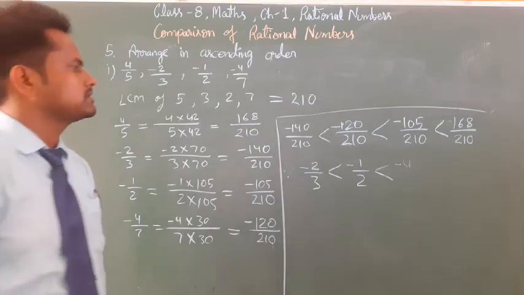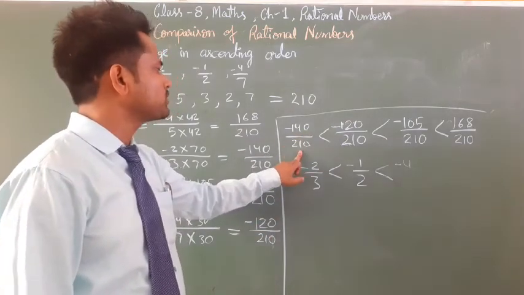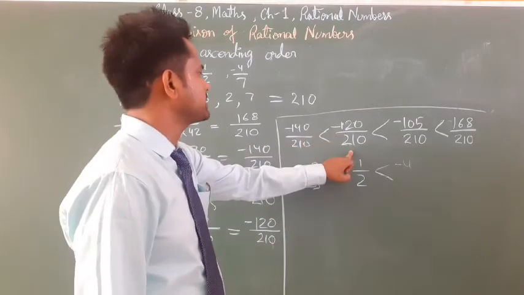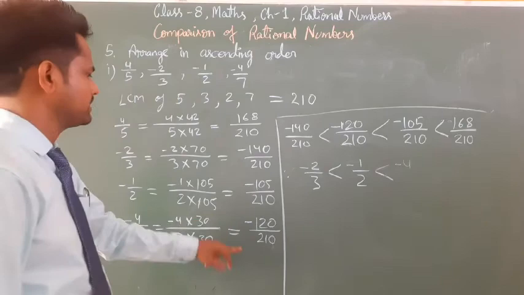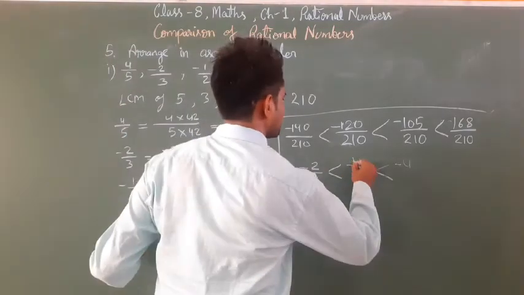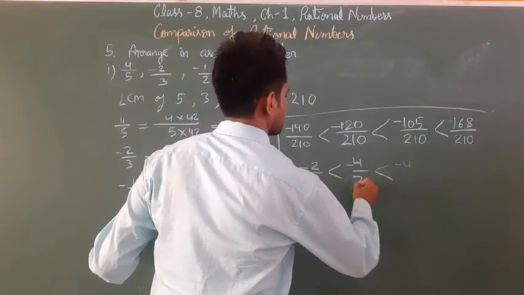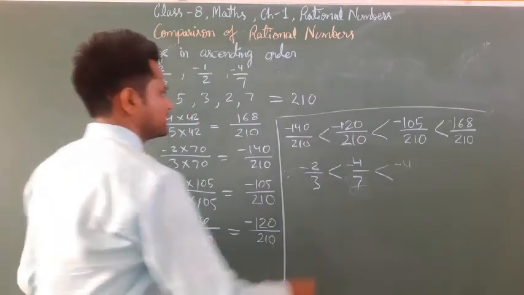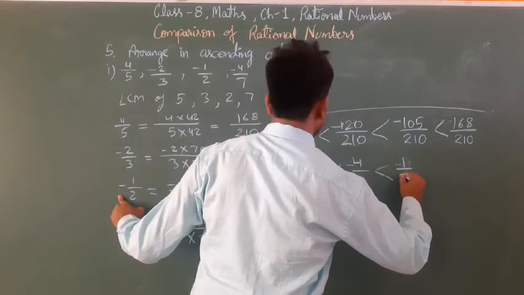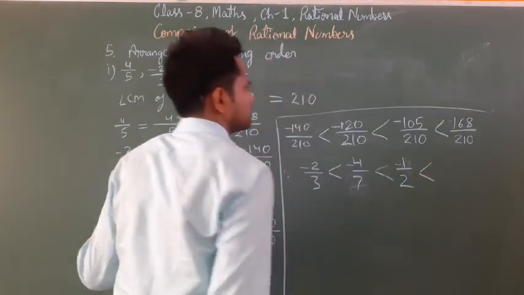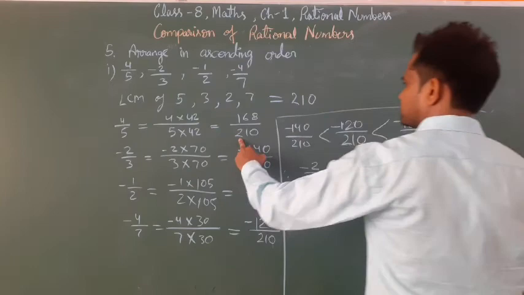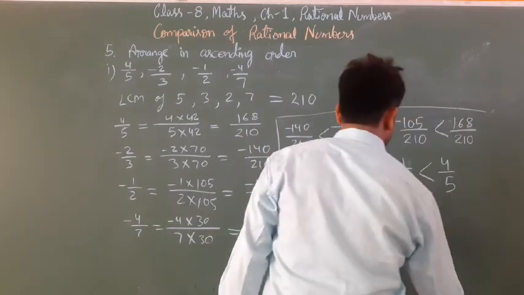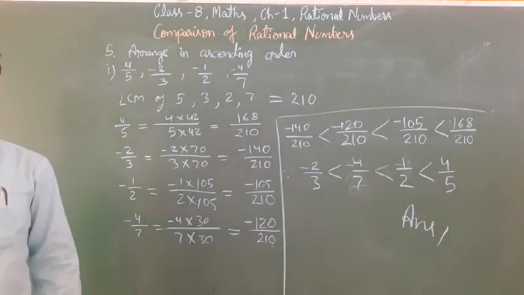Got it? So minus 140 upon 210 is minus 2 by 3, minus 120 upon 210 is minus 4 by 7, then minus 105 upon 210 is minus 1 by 2, and then 168 upon 210 is 4 by 5. So that is your answer.